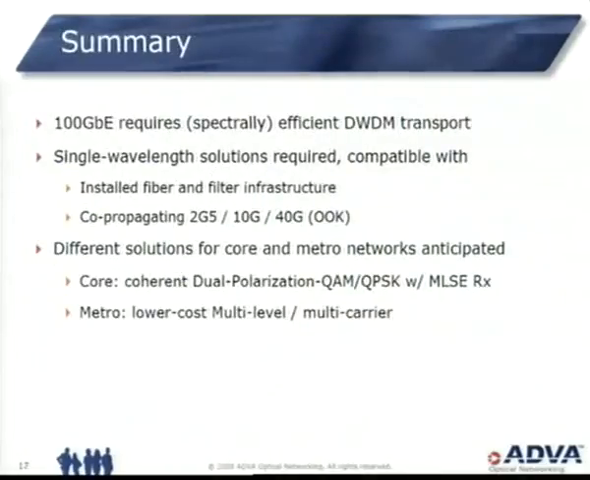Okay, with that, I should come to a summary. 100 gigabit, yes, it requires efficient WDM transport. The efficient means spectrally efficient. We have the 50 gigahertz grid today, and transporting 100 gigabit per second in the 50 gigahertz grid means at least 2 bit per second per hertz. This is spectrally efficient. Definitely single wavelength solutions will be required that cooperate or interwork with the existing 2.5, 10 gig and 40 gig systems, and we'll definitely see different solutions for different distance domains. With that, I should be finished. Open for any questions.